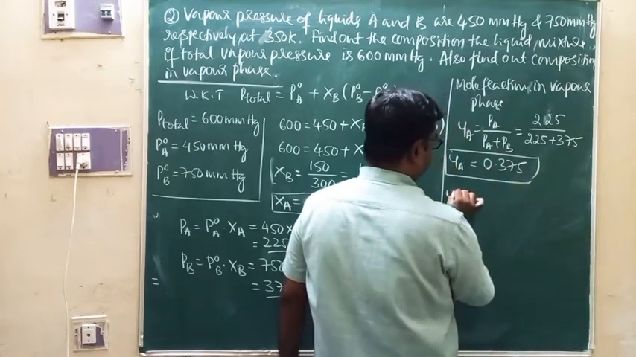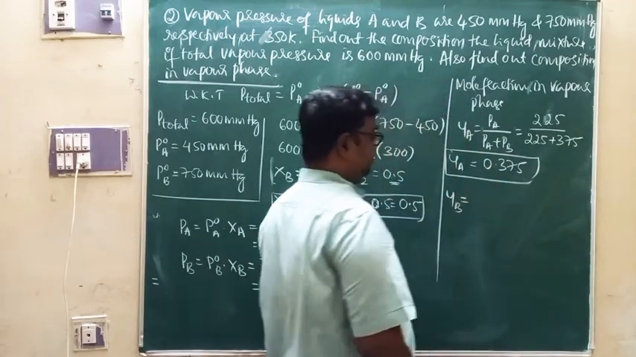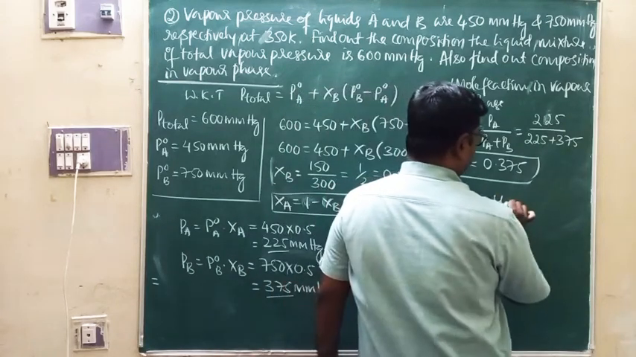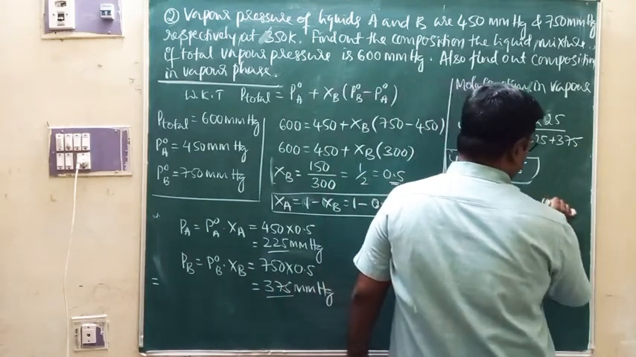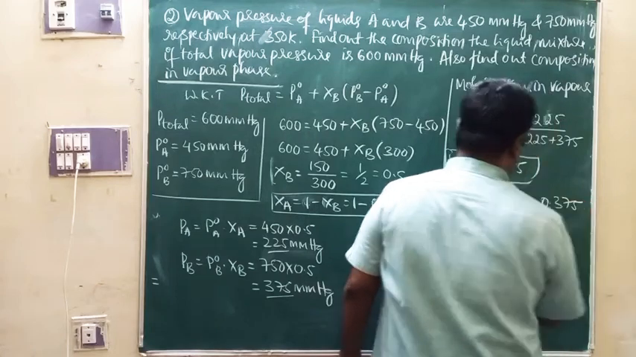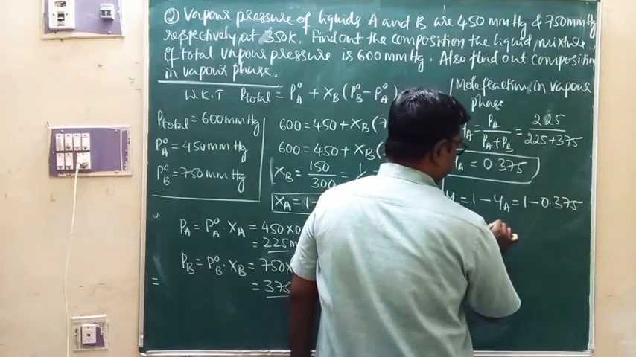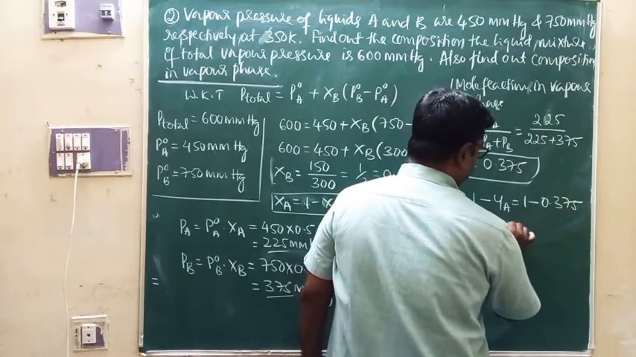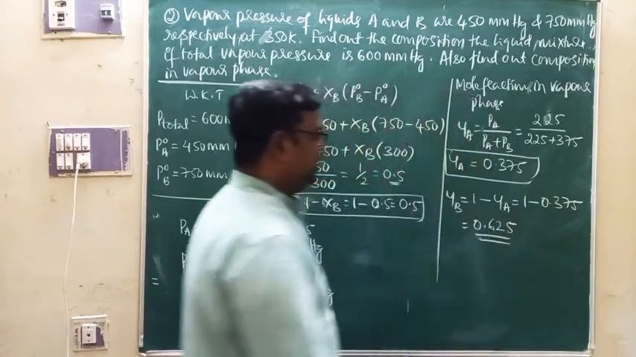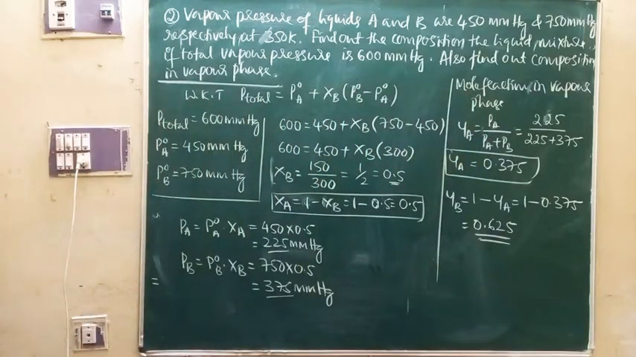What is the mole fraction of component B in vapor phase? That is 1 minus YA, 1 minus 0.375, and it comes out to be 0.625. So that is what we call the mole fraction of the second component in vapor phase. So this is the calculation of mole fractions. Note it down and we'll see the next discussion.